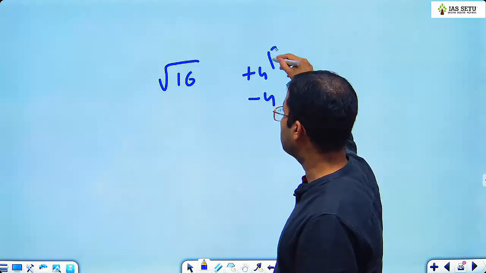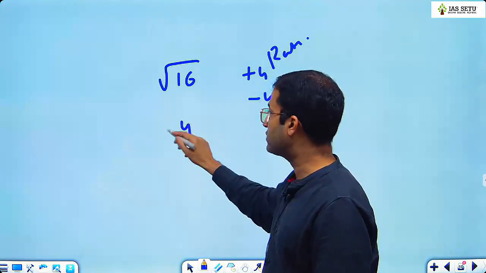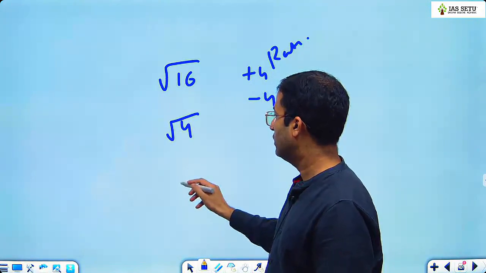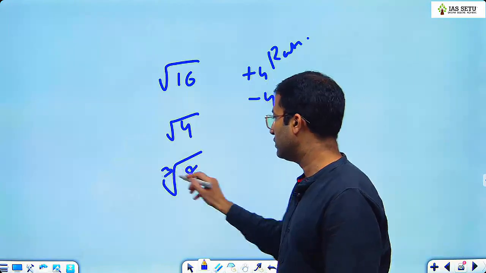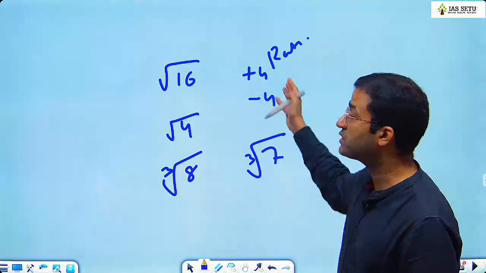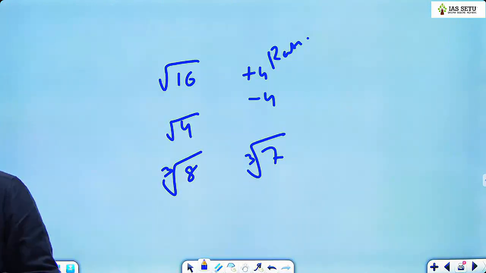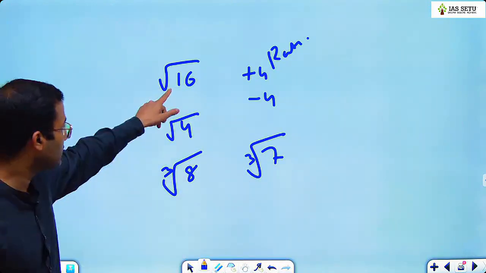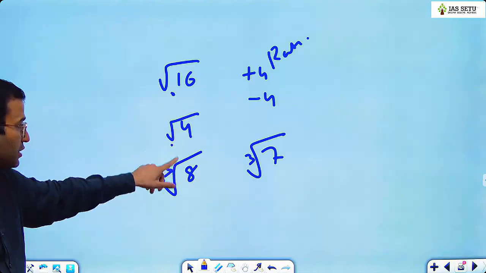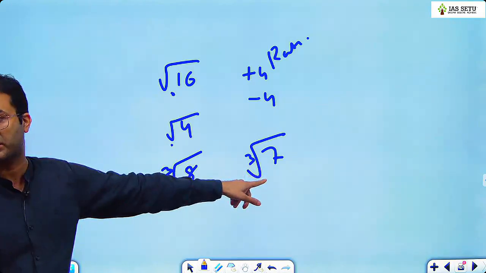These are rational. These are rational. These are rational. These are irrational. After simplifying, if it is coming integer, then these are rational. So this is rational. This is a rational number. Whereas this is irrational number.